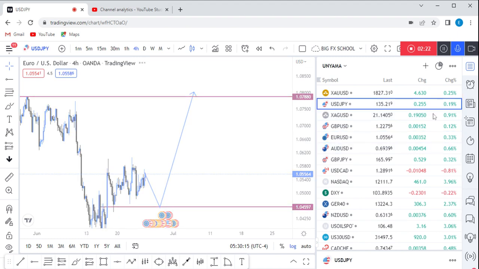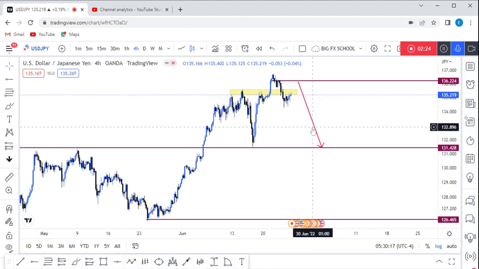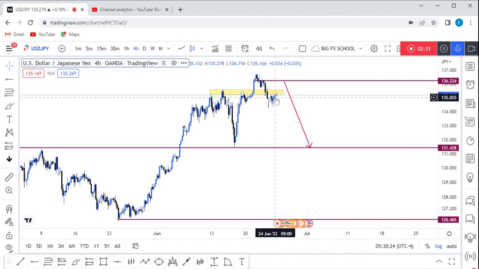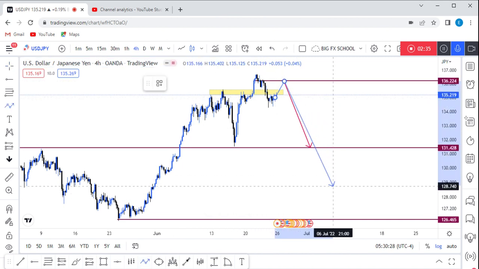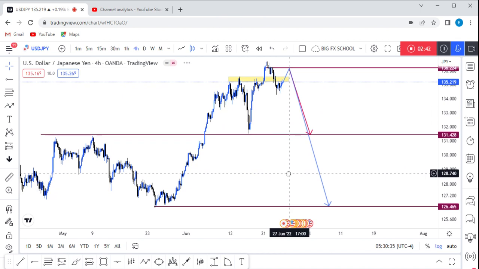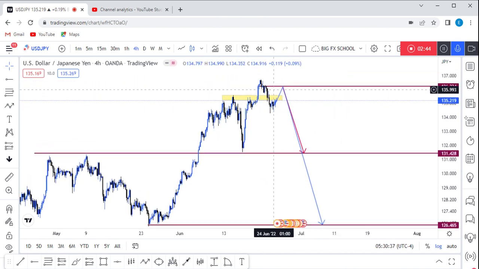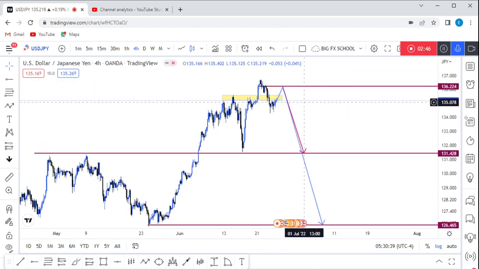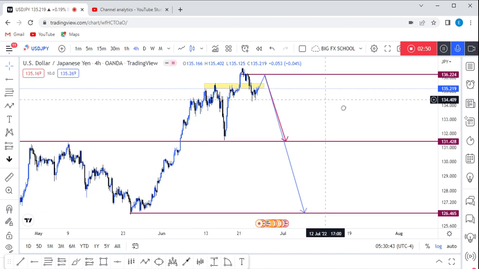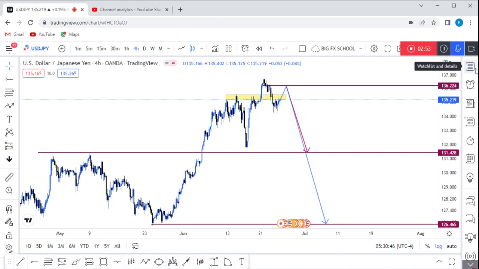Another setup, let us say USD/JPY. We wait for the market to go up to this level, then we short the market to the downside. So we are waiting for the market to reach our area so that we can short the market. USD/JPY, we will find the same setup.